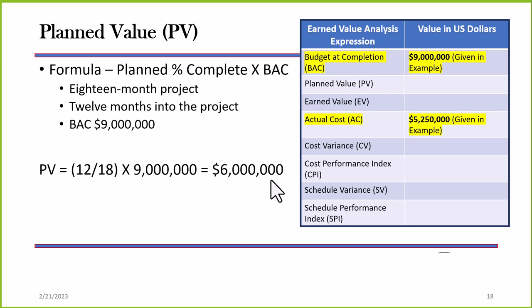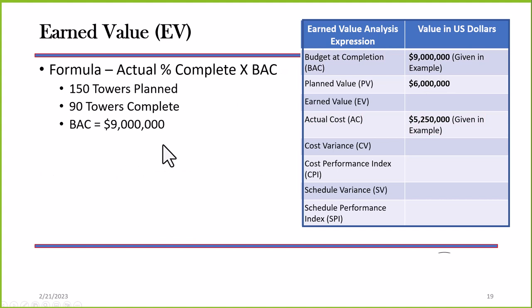So in other words, if I am progressing according to the plan at 12 months into the project, I will have spent $6 million. That's my benchmark. That's where I should be, $6 million. So where am I? We need to continue on. So we put $6 million into our table, and then we move on to earned value.